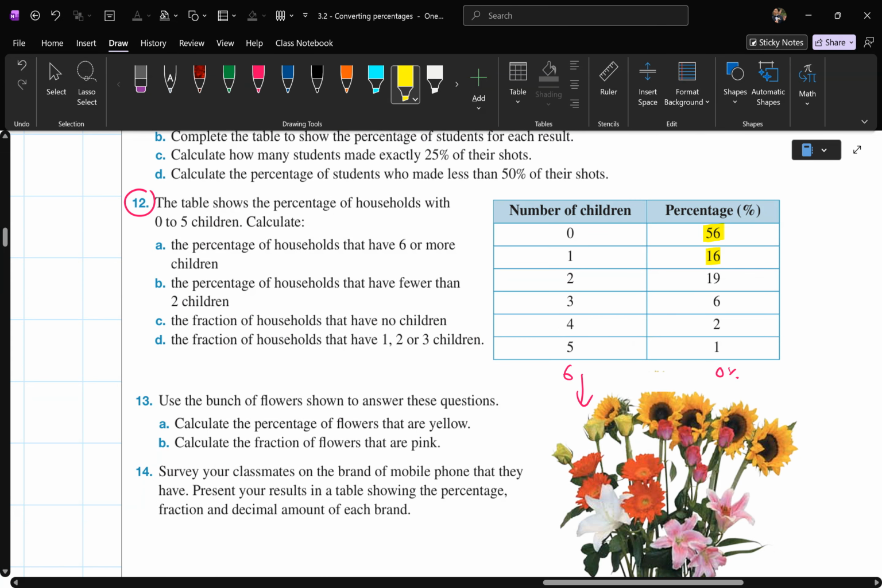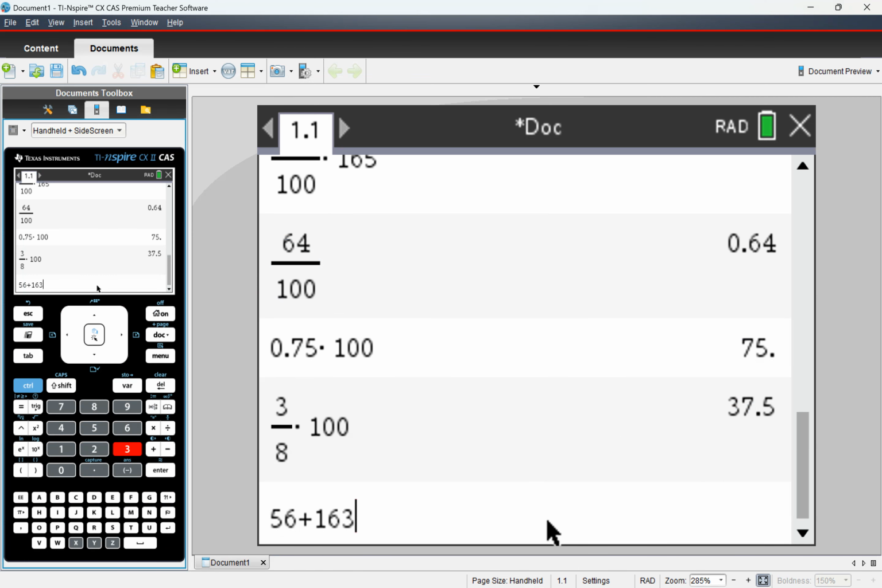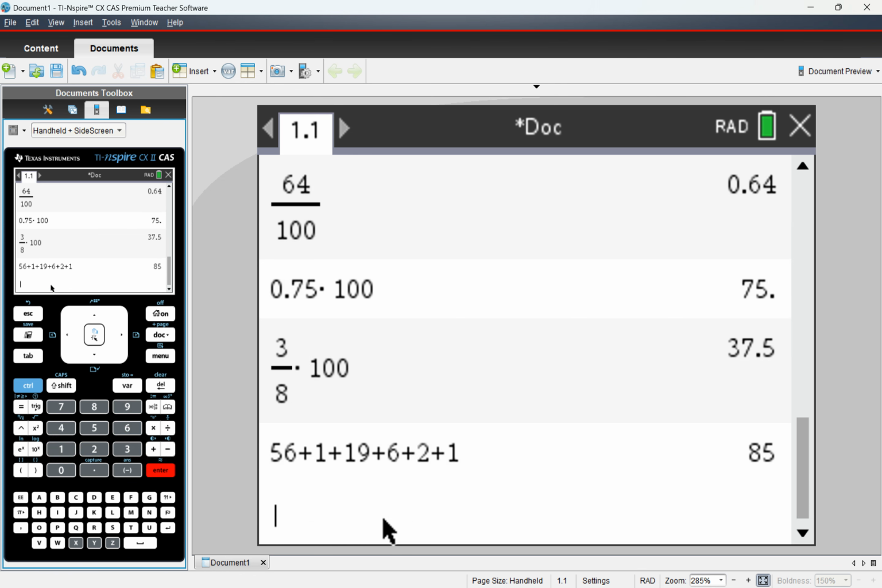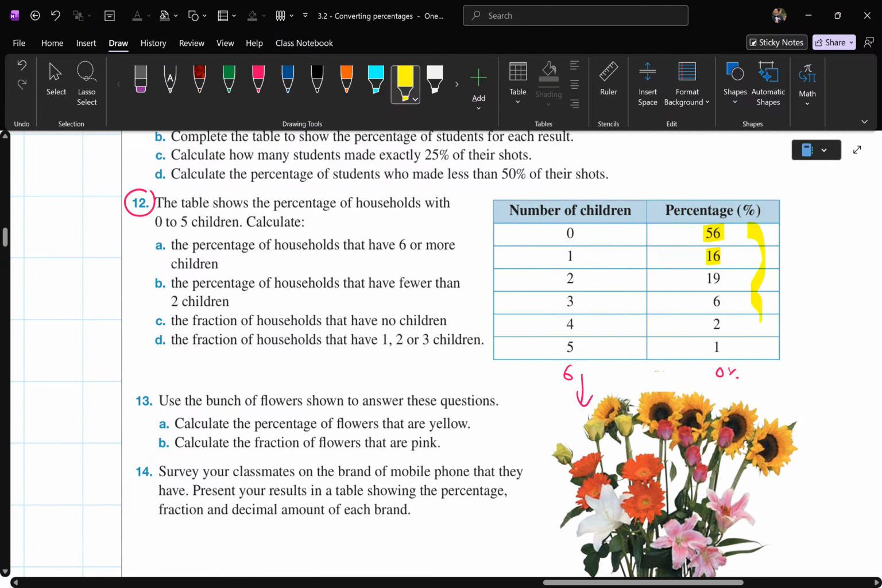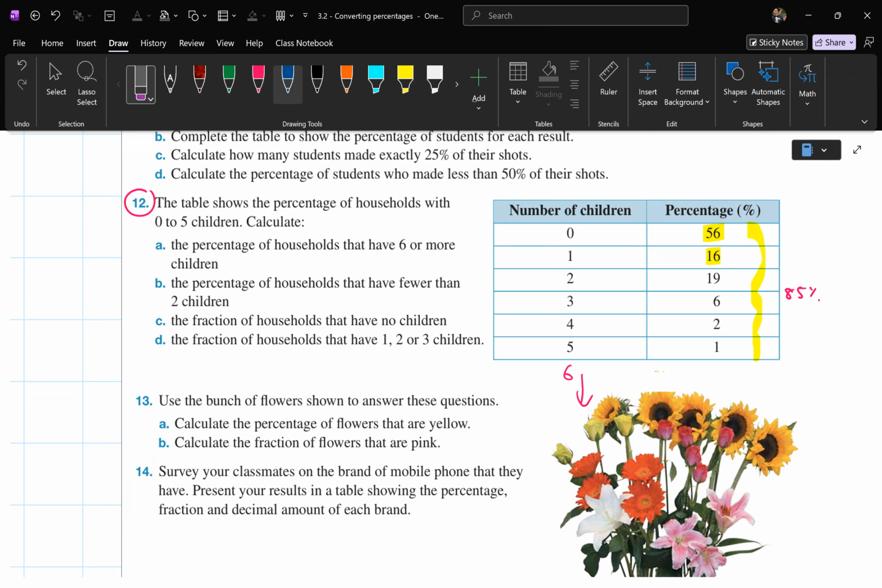My computer's freezing. 19, 6, 2, 1. Okay, so plus 19 plus 6 plus 2 plus 1. Oh, that was a bit of a trick there. If you add all the percentages, it only adds up to 85%. So that means anyone who has 6 or more is the leftover percentage of the population. Remember, it has to all add up to 100% to talk about the entire population. Because it only adds up to 85, there must be 15% that is 6 or more.